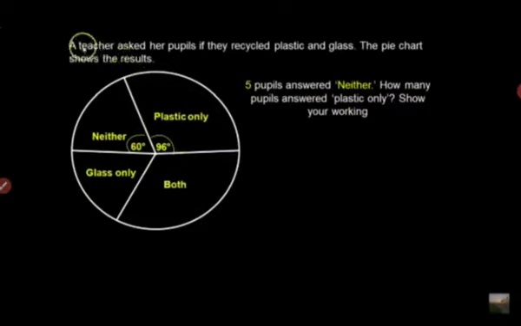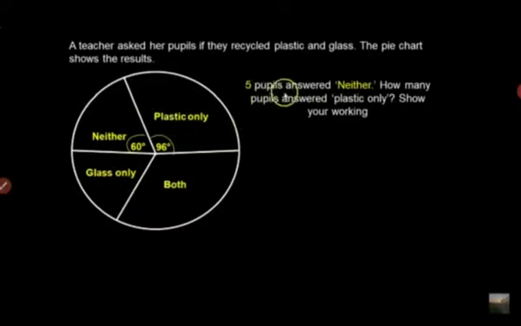Here is another question, a different one. A pie chart is already given to you. A teacher asked her pupils if they recycle plastic or glass. The pie chart shows the results. The result is already given. None of them recycle anything. Some of them recycle plastic only. Some of them recycle both. Some of them recycle only glass.